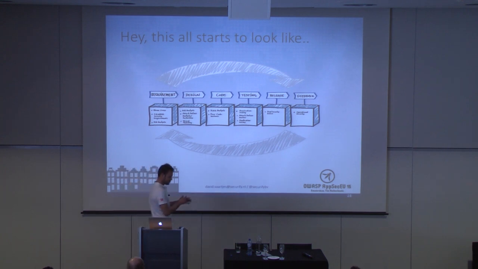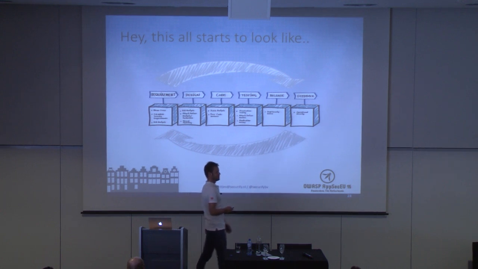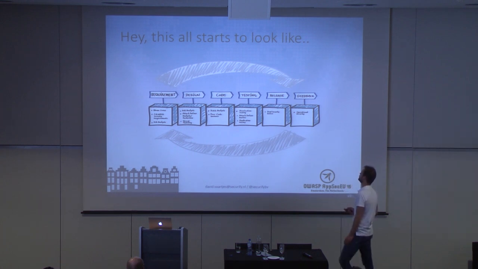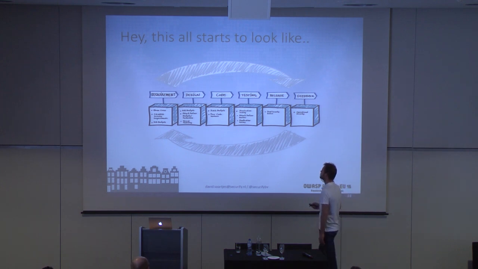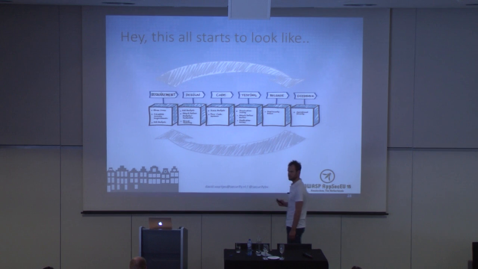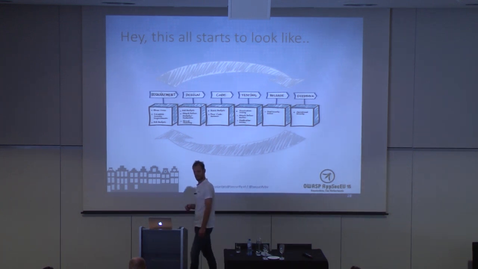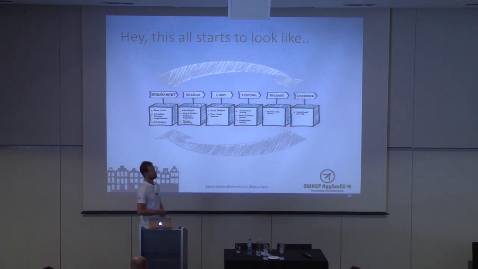So, if we look back to this, it starts to look like this perfect security dream, right? What we are doing here. We have the threat modeling at the beginning. We have the security requirements here. We have peer and code reviews here. We have still, if it's needed, some security testing there. So we were on the right track here.